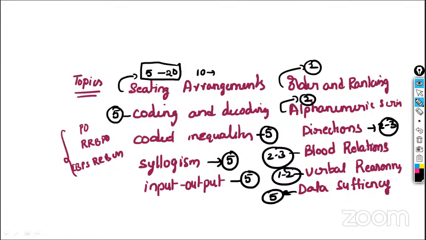These are the possible questions asked in the topics, right? Most of the major topics are seating arrangements, coding and decoding, coded inequalities, syllogisms, input output, and order and ranking. Right. Let us start with a small topic, that is directions.